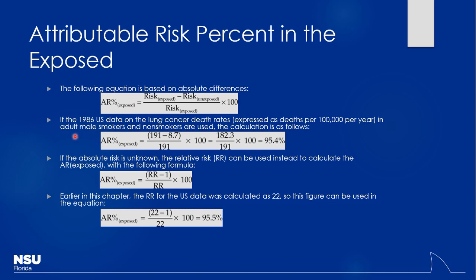So in our case, where we're looking at the U.S. deaths there, we can just plug all this in. So again, it was 191 in the smokers. It was 8.7 in the non-smokers. And then overall, you divide that by the total risk in the smokers, right? So it basically gives you, okay, well, we know what the attributable risk is in the top, the risk difference, and then divide that by the total risk. You can say, okay, well, actually it's 95.4% of the risk of dying from lung cancer was due to smoking.